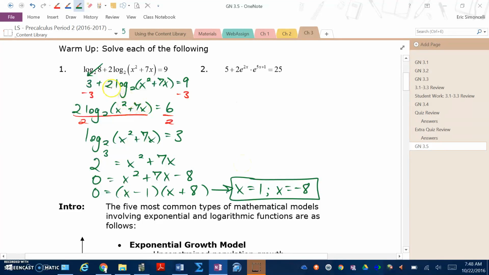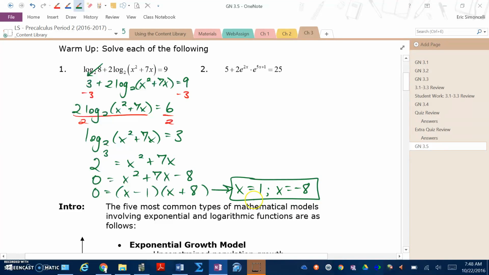So if we plug in 1 here, 1 squared plus 7 times 1, in other words, 1 plus 7, that's 8. So yes, you can take the log base 2 of 8 that we already know to be 3. What about negative 8? Well, if we plug in negative 8, that'll be negative 8 quantity squared plus 7 times negative 8. In other words, 64, because negative 8 quantity squared is 64, plus 7 times negative 8, of course, negative 56. 64 minus 56 is also 8. So both of these answers are correct.